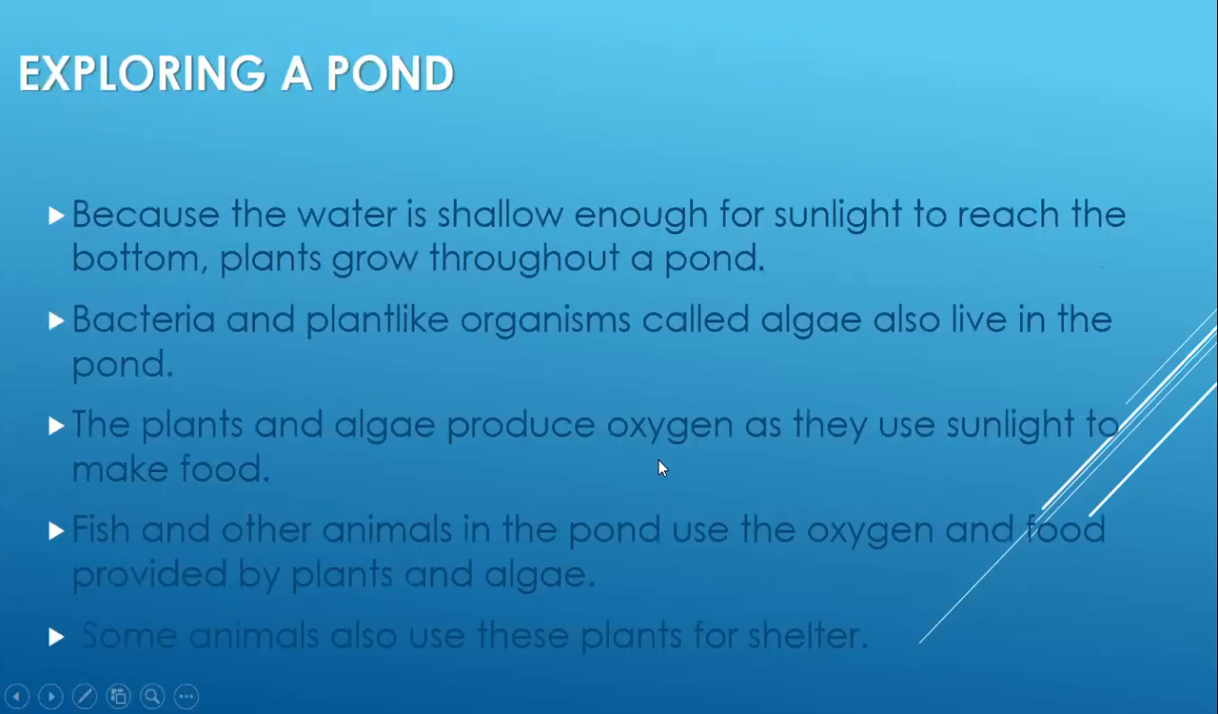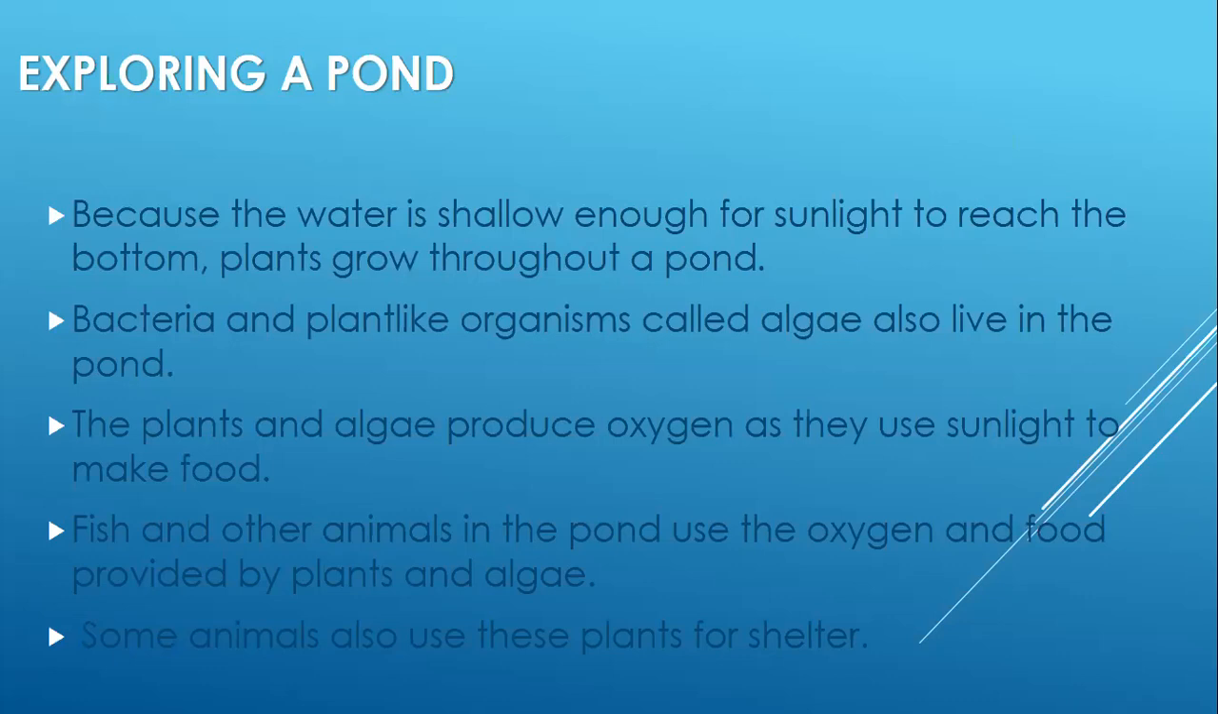Let's start exploring a pond. In order to know more about the ponds, guys, the water in the ponds is shallow enough for sunlight to reach the bottom, so the plants grow throughout the pond. Also bacteria and plant-like organisms, called algae, which we talked about before, live in the pond. The plants and algae produce oxygen as they use sunlight to make their food through photosynthesis.